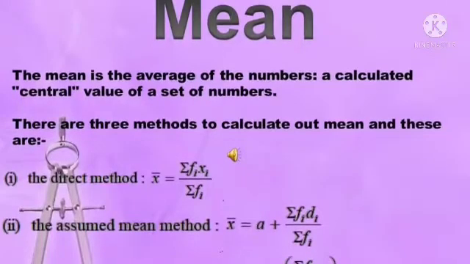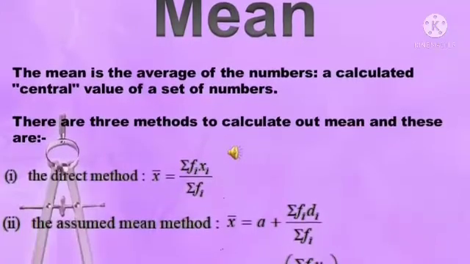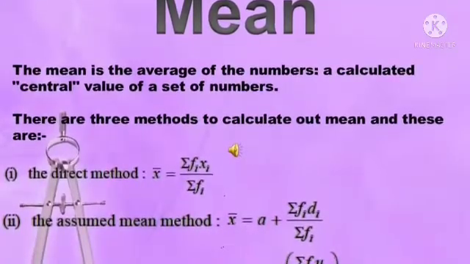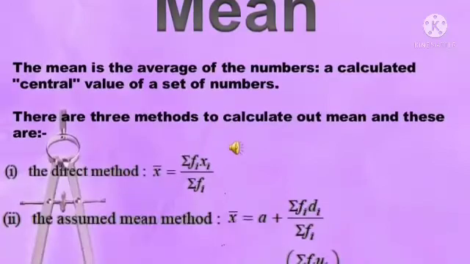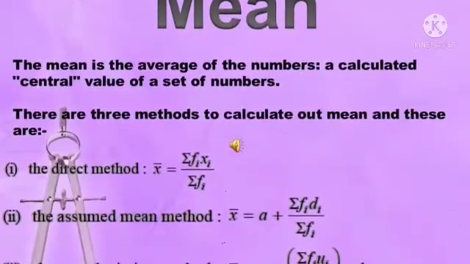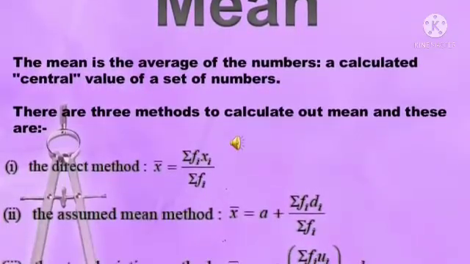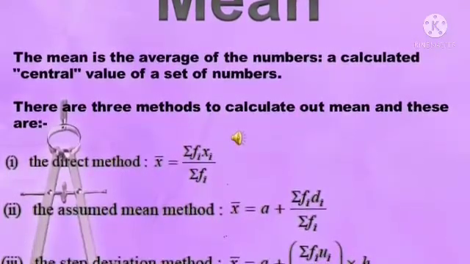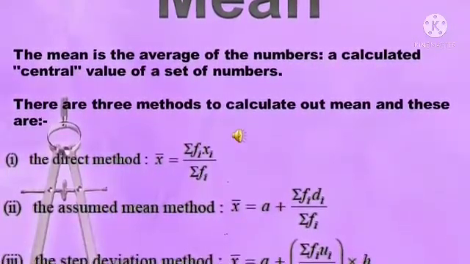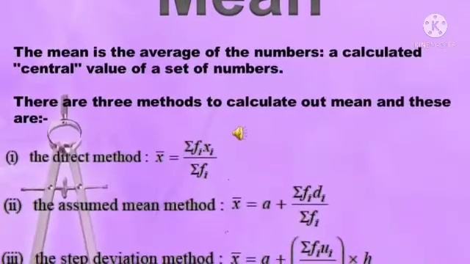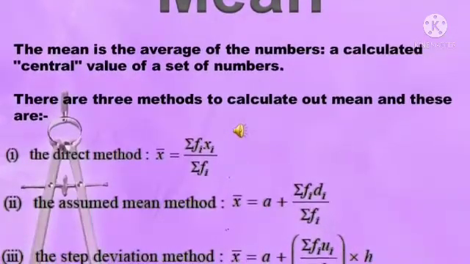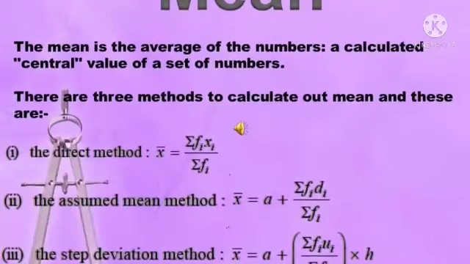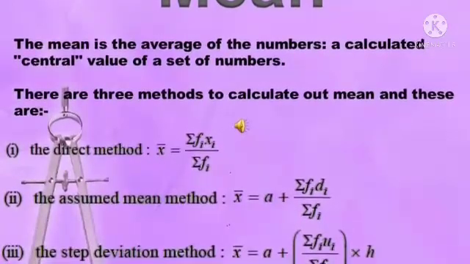The first subtopic is mean. The mean is the average of the numbers, a calculated central value of a set of numbers. There are three methods to calculate the mean. The first one is the direct method, that is x bar is equal to summation of fi xi upon summation of fi.